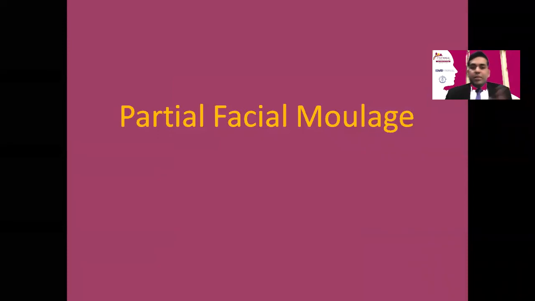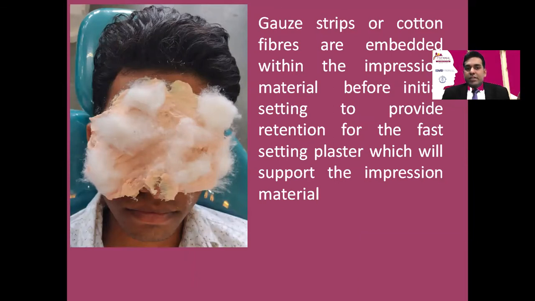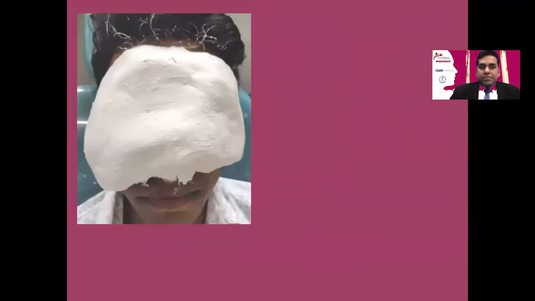Now, regarding partial facial molars, here you can see the partial area of face has been recorded, and once you apply your impression material, you can place gauze strips or cotton fibers. They are embedded in the impression material before initial setting to provide retention for the fast setting plaster, which will support the impression material.